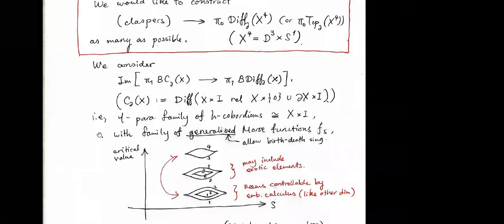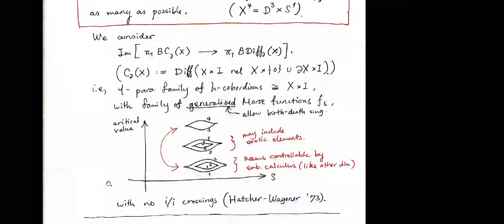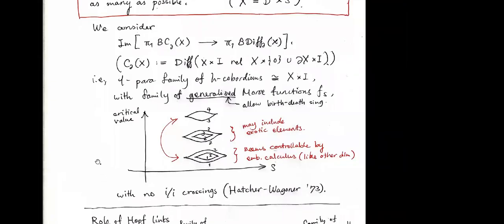And there is a family of generalized Morse functions on such a family. Here, generalized means allowing birth-death singularities. And it can be shown that a generic family of generalized Morse functions can be deformed into a simple form like this by using a lemma of Hatcher-Wagoner. This diagram is the graph of critical values of the generalized Morse functions.